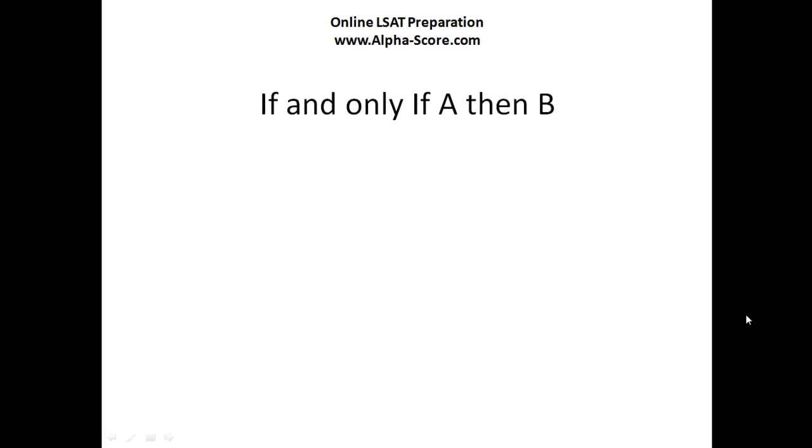Another form of conditional statement is "if and only if A, then B." This gets a little confusing, but it's fairly simple if you follow a few simple rules. That's to understand that it gives you two simple if-then statements. So "if and only if A, then B" gives you if A, then B, and if B, then A. So it actually goes both ways. And then you can take the contrapositive of both of these statements.